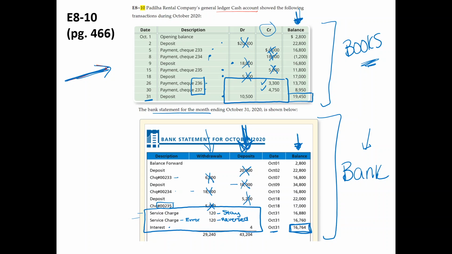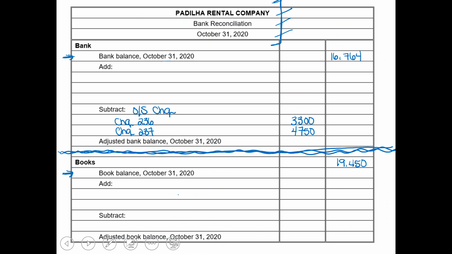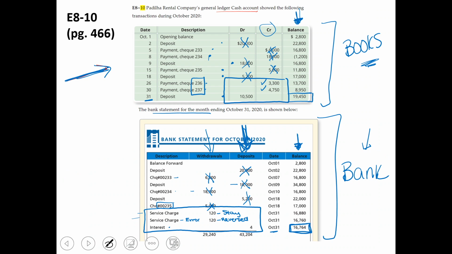So we can see those amounts here as withdrawals. So we can just give them a little check mark that yes, we've reconciled those two amounts or included them here. And we can do a subtotal for these. So 3,300 plus 4,750 gets us total outstanding checks of $8,050 that we need to subtract. Okay, so we've checked these two off because we've got them on the bank rec.